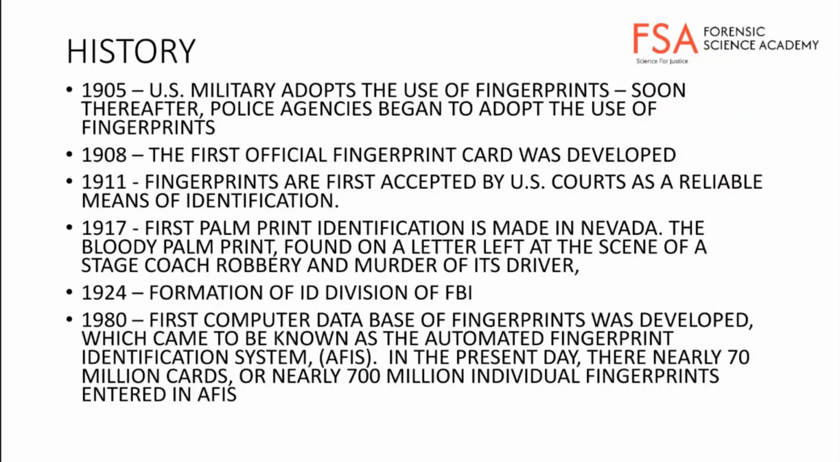Then, in the year 1905, the US military adopted the use of fingerprints, and the police agencies began to adopt its use to solve criminal cases. Coming to the year 1908, the first official fingerprint card was developed. In the year 1911, fingerprints were first accepted by US courts as a reliable means of identification. In the year 1917, the first palm print identification was made in Nevada.